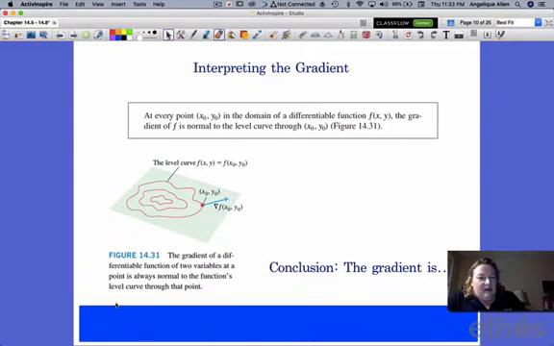All right. Did they say it more eloquently down here? The gradient of a differentiable function of two variables at a point is always normal to the function's level curve through that point.